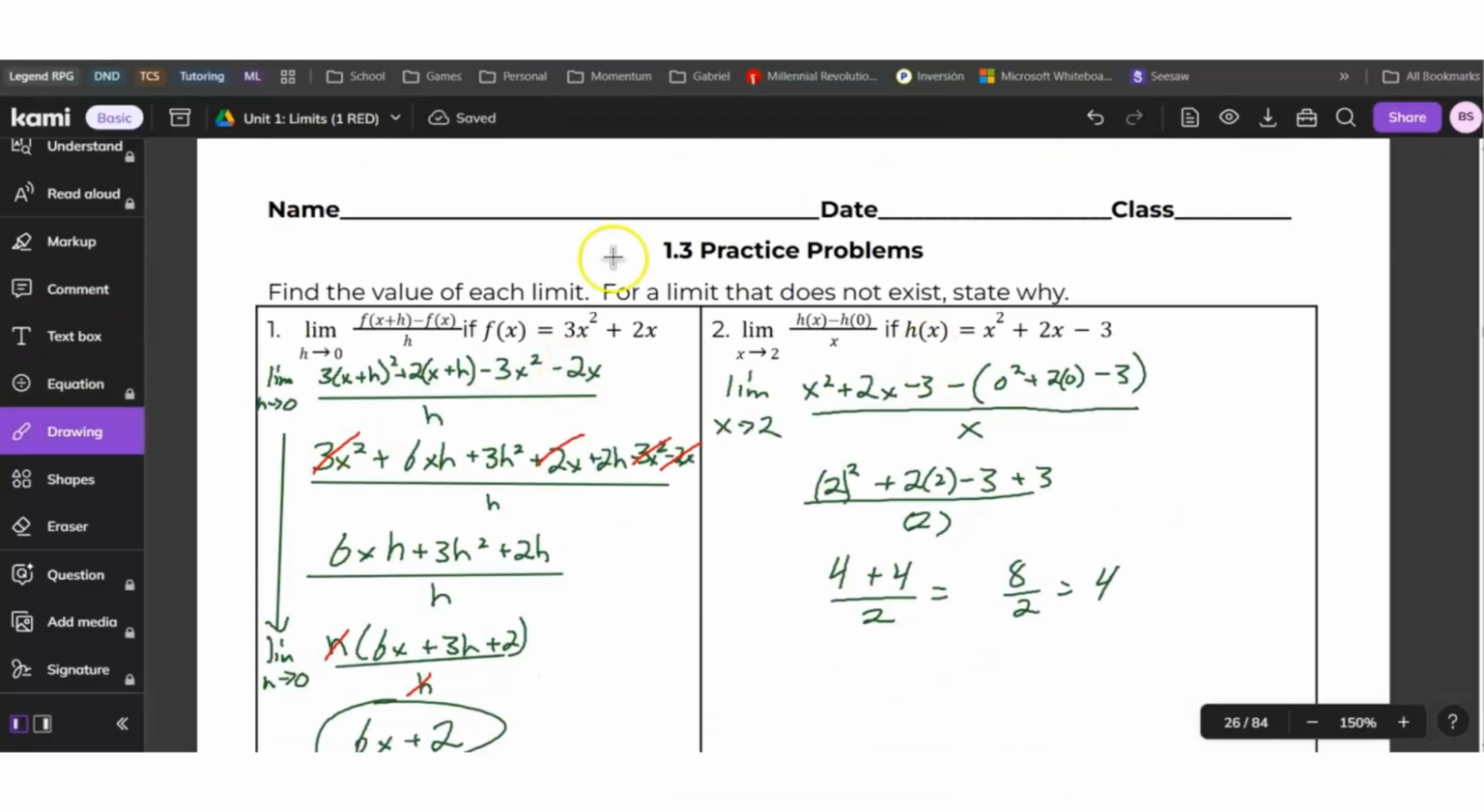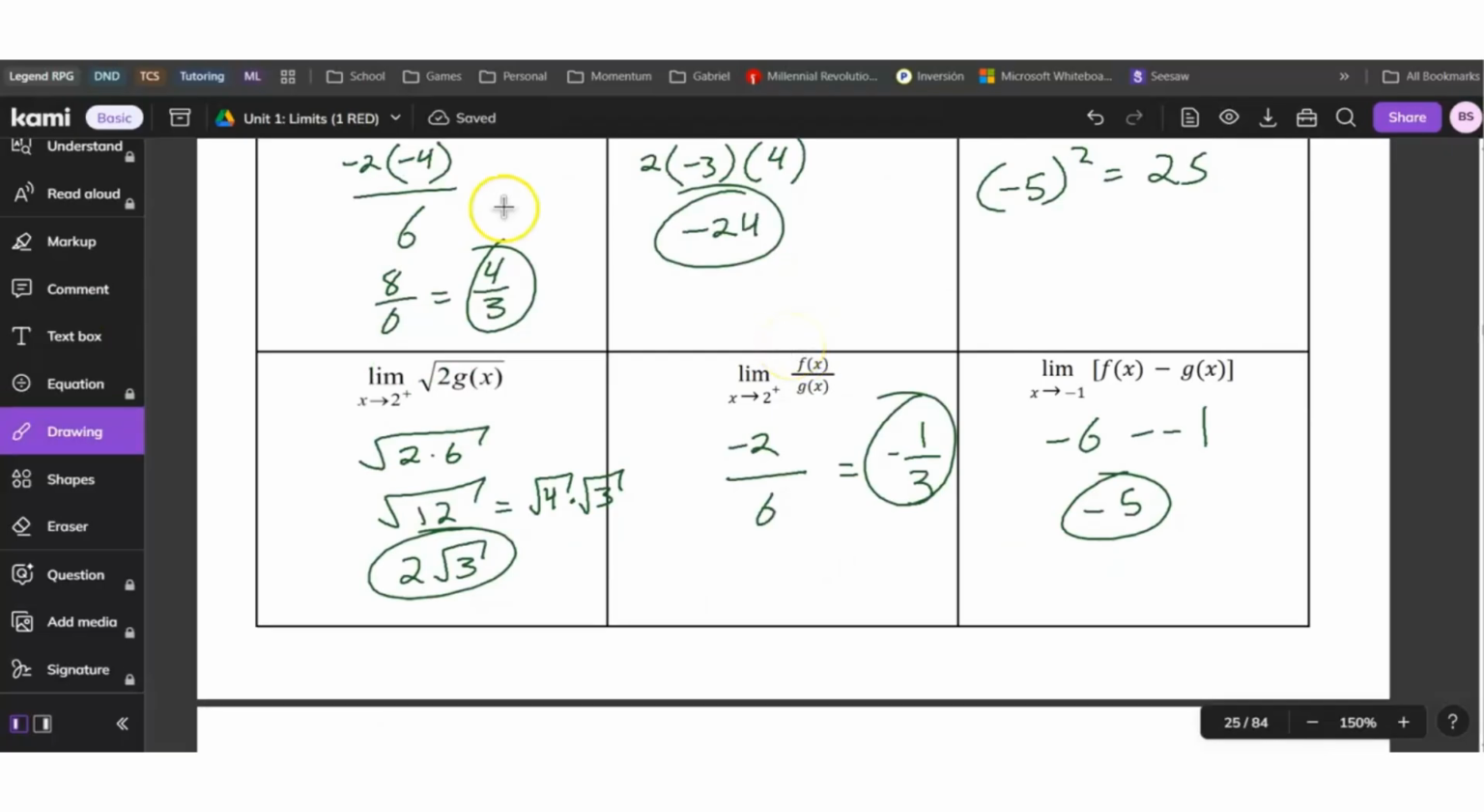Awesome. You guys get the rest of the class to work on those practice problems. I will post the answer key as soon as it's done.